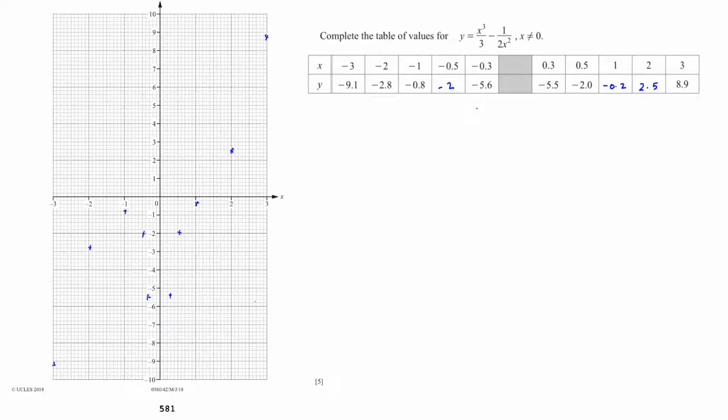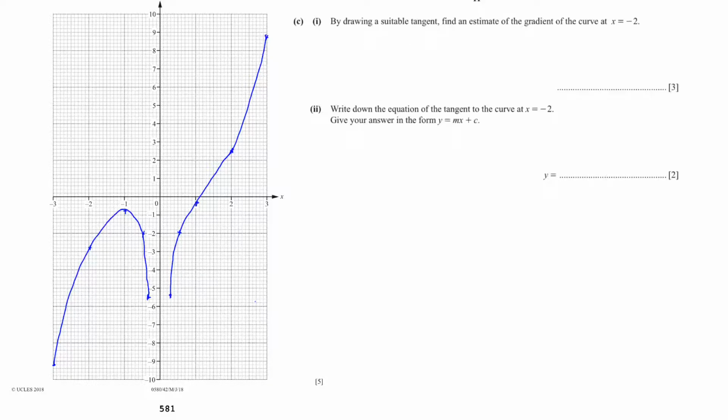So after we plot the points, these are the points which we have plotted. Now we have to join them together. This is how your graph will look like when you plot all the points and join them together. You cannot join these 2 points because there is no value for x when x is 0; x is not equal to 0. Moving on to the next question.